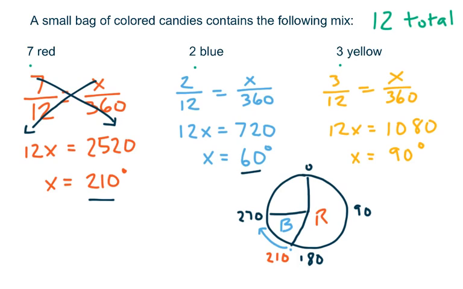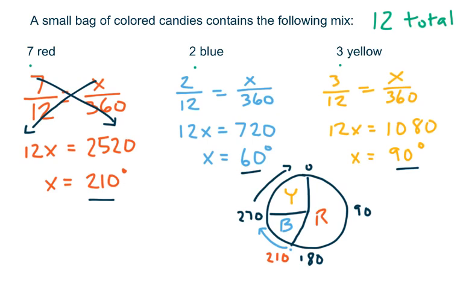Finally, I need to give 90 degrees to yellow. Well, it's kind of already been done. I only have one section left, just to make sure if I were to go from 270 and go 90 degrees, that would take me to 360. That would take me all the way around the circle, so I feel real good about this section here being my 90 degrees. And now I've created my pie chart.